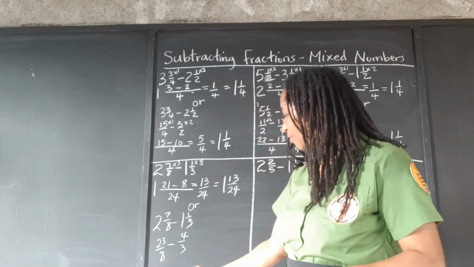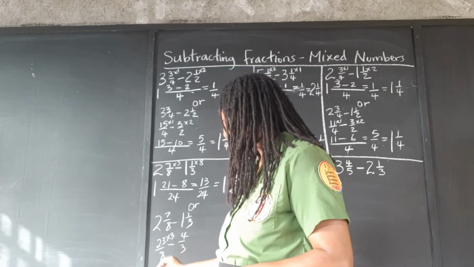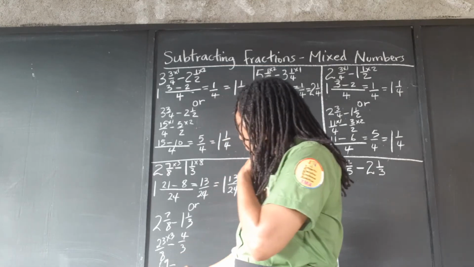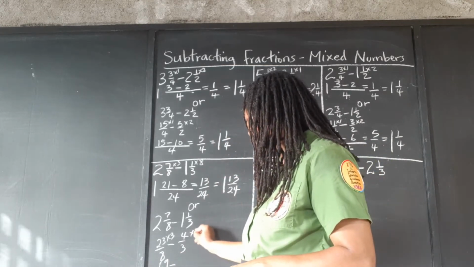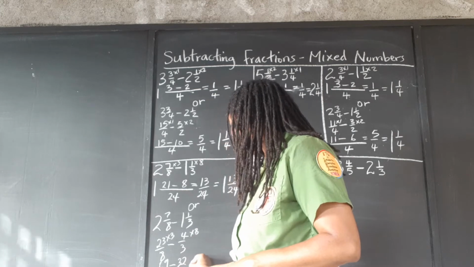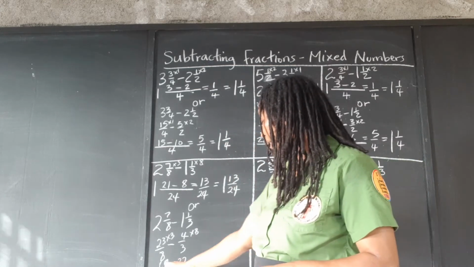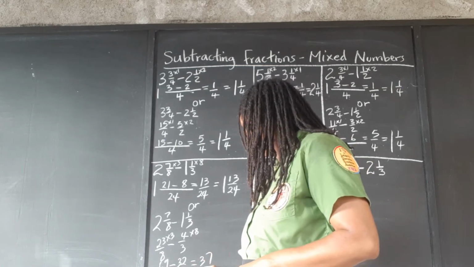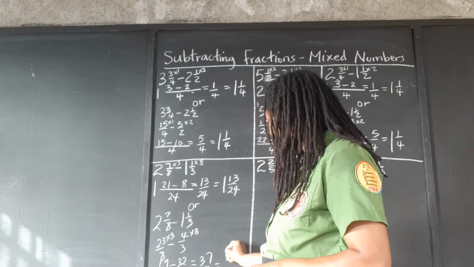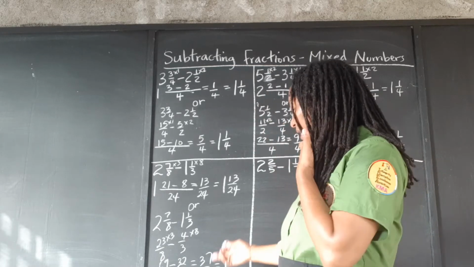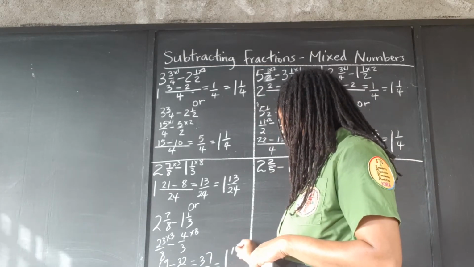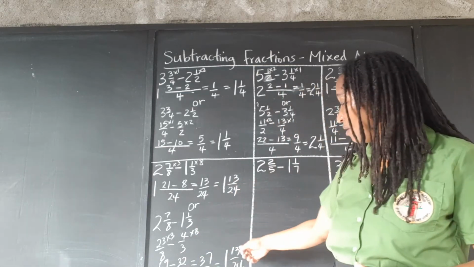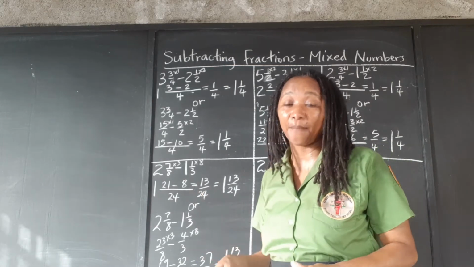8 goes into 24 3 times. 23 times 3. 3 3s are 9. 3 2s are 6. 3 goes into 24 8 times, and 4 8s are 32. 69 take away 32. 9 take away 2 is 7. 6 take away 3 is 3. Alright, so 24 goes into 37 once. And if we take 24 from 37, we end up with 13 over 24. So this proves that our answer was correct. We got the same answer.